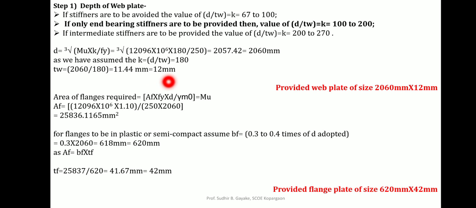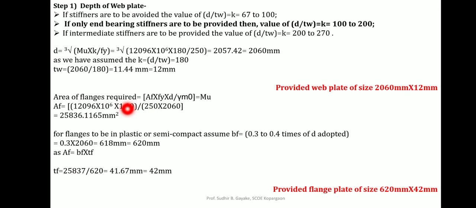So 11.44 is rounded to 12 mm. Therefore you need to provide a web plate of size 2060 by 12 mm. So this is the size of web plate decided. Similarly, now calculate the area of flanges required according to the same formula.